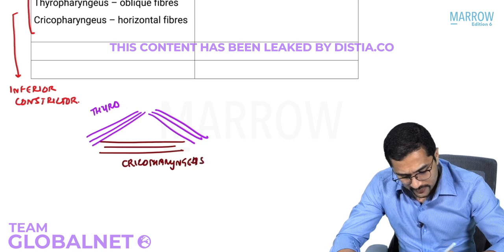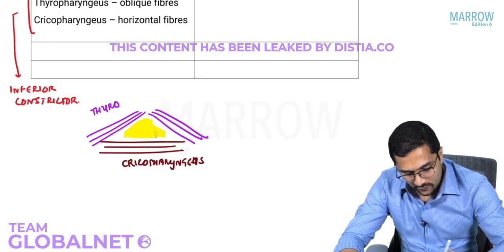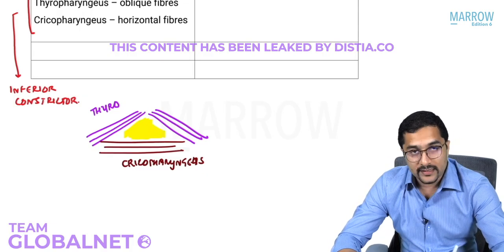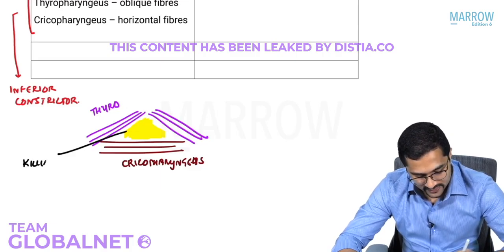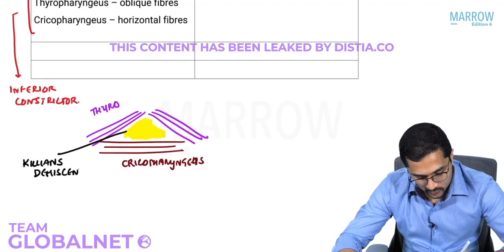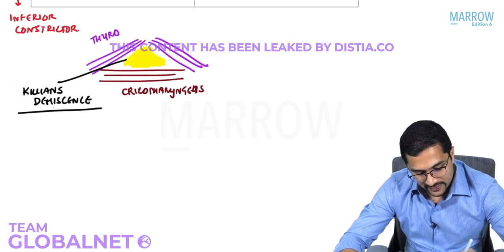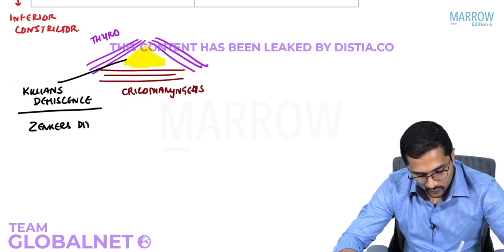Now you can see here that there is a potential space between these fibers, and this potential space is known as the Killian's dehiscence. This has been asked many times in the exam. Through the Killian's dehiscence comes out a Zenker's diverticulum, which is a very important topic and which we'll talk about in detail later on.